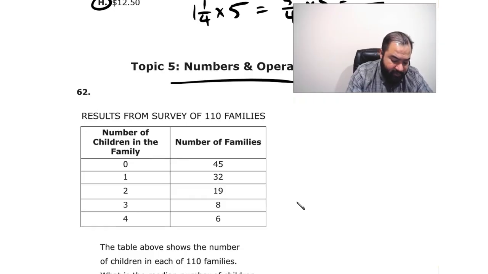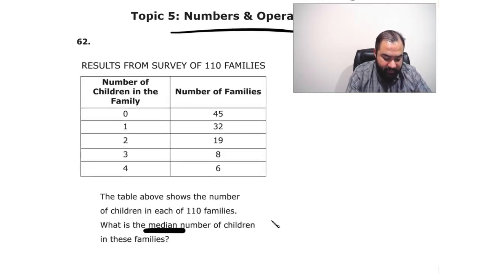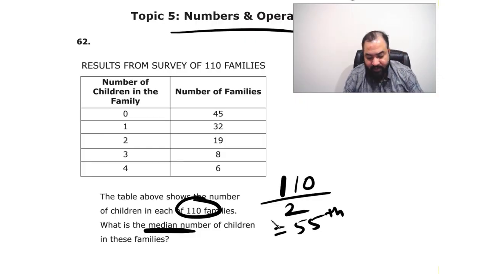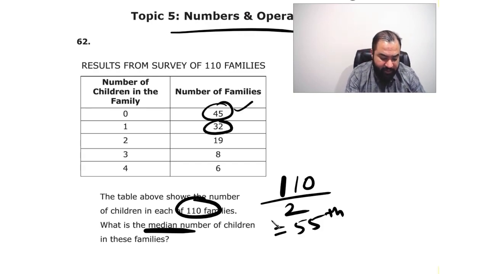Now, what is the question asking? Find the median of 110 families. Well, the median means you have to put them in order. So 110 families, you divide 110 by 2. So the middle will be the 55th one. That's the middle of it. So 45 plus 32 is, the first 45 will be zeros, right?